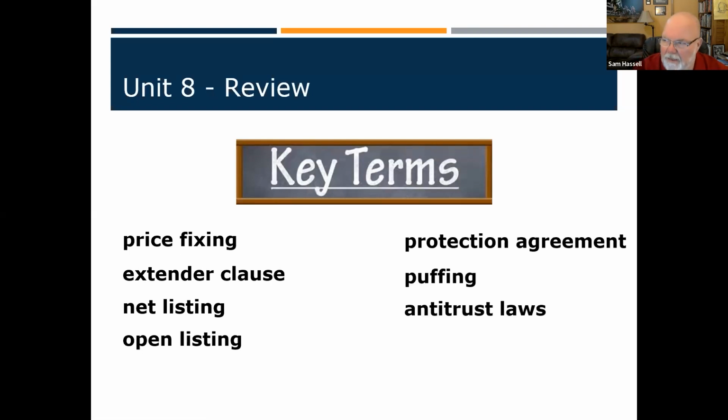Puffing is our ability to flower up our descriptions of properties. Now, be very, very careful about that, because if we puff, it's pretty immeasurable. This is the best view of the beach. This is the nicest condo in the area. This is just a short walk to the garden. Yeah, those are easy things, and there are others.